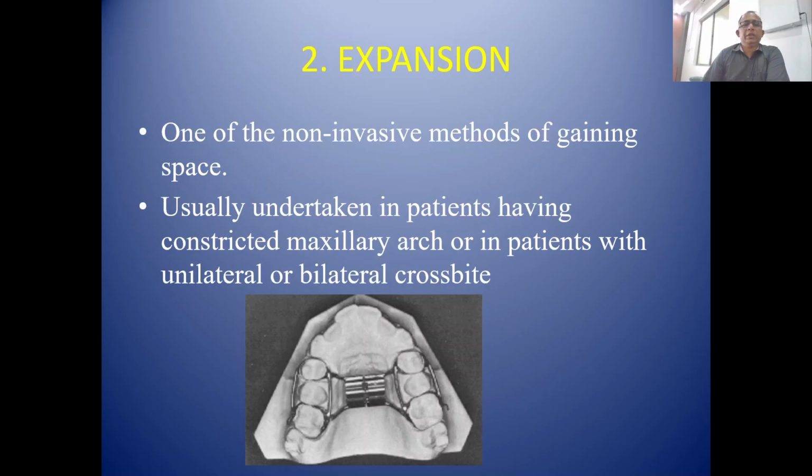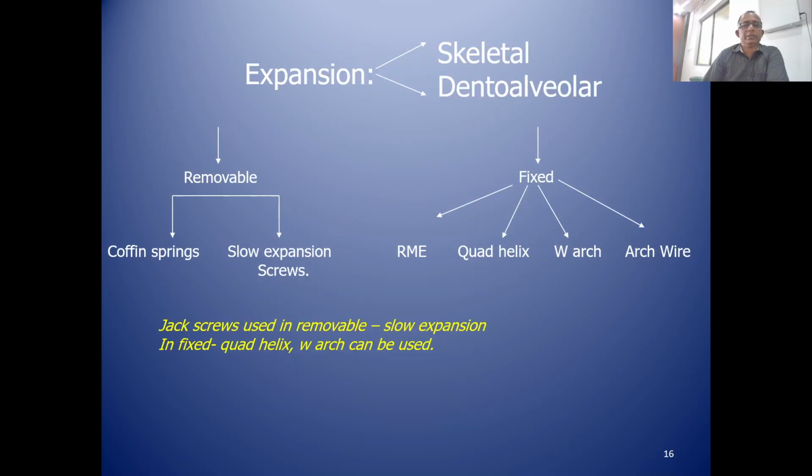Expansion. One of the non-invasive methods of gaining space, usually undertaken in patients having a constricted maxillary arch or in patients with unilateral or bilateral crossbite. The expansion can be skeletal or dentoalveolar. It can be removable or fixed. In the dentoalveolar removable type, we have coffin springs and slow expansion screws. In the fixed type, we have rapid maxillary expansion, quad helix, and W arch and arch wires. Jackscrews are used in removable appliances for slow expansion.